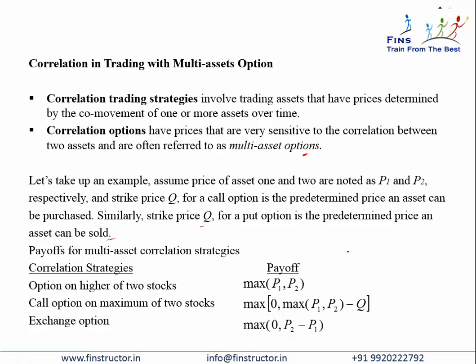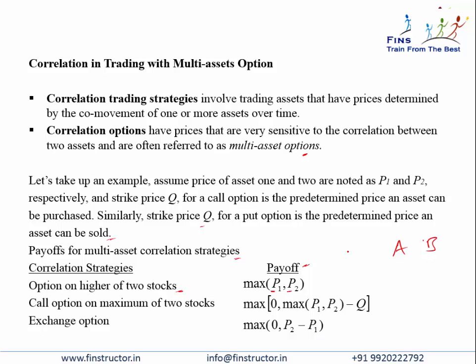So the payoff for a multi-asset correlation strategy will look something like this. So option on higher of the two stocks. So you get the higher of the two. So this is an option, you pay a premium, and what you will actually get as a payoff is the higher of any of the two assets, A or B, whose prices is denoted as P1 or P2.